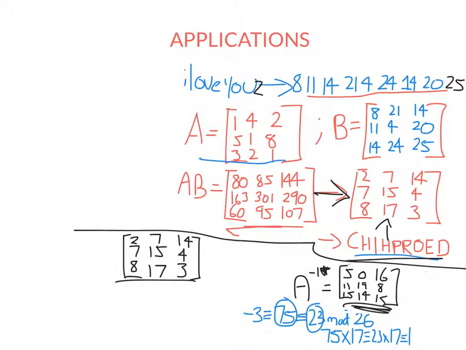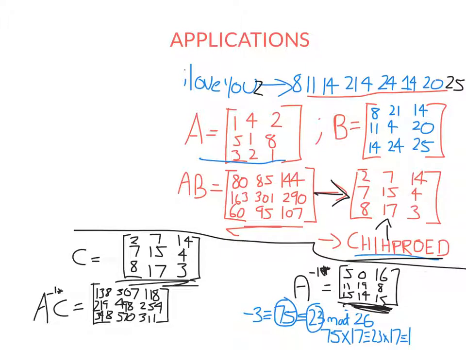So if I multiply this matrix here by this matrix here, I get this. Once again, I've got a matrix with very large numbers, but if I reduce each element in the matrix modulo 26, I end up with what I started with, my matrix B, 8, 21, 14, and so on. And of course, you could just turn that back to letters and you get the original message of I love you.